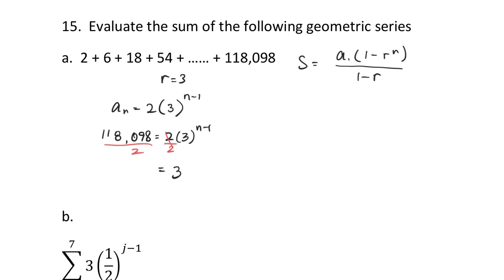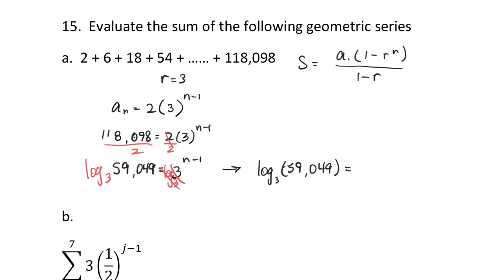So now there's no 2 coefficient. So 118,098 divided by 2 is 59,049. Now to cancel a base 3, we have to use a log base 3. Log base 3 is going to cancel that. So we have log base 3 of 59,049 equals n minus 1.